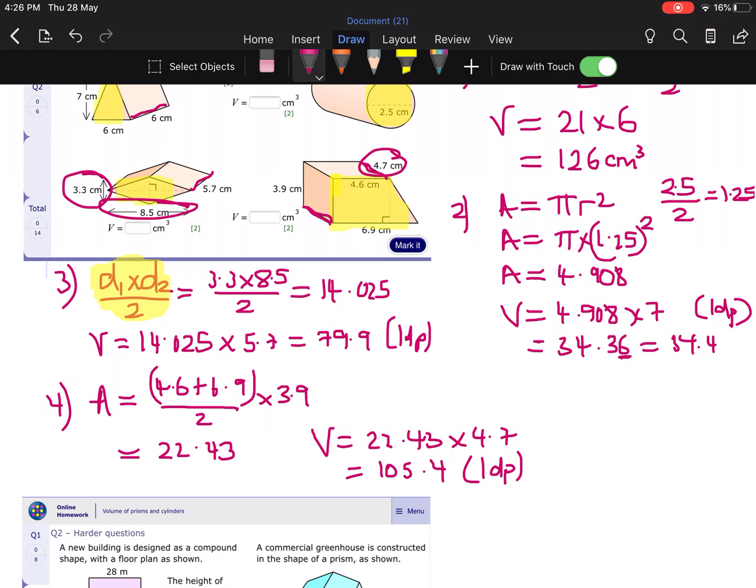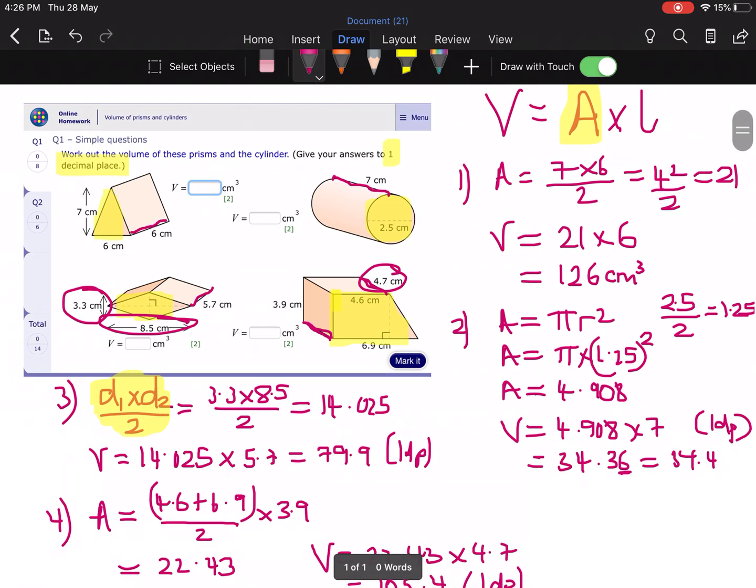You've got to be very careful how you read your numbers off the calculator. So I'm rounding that. The actual answer is 105.398. So you've got to know how to round in order to get full marks for the first section.